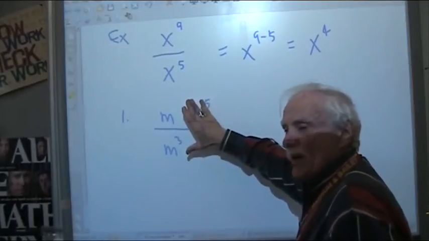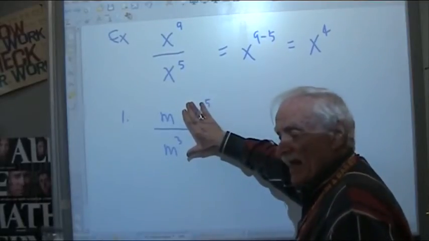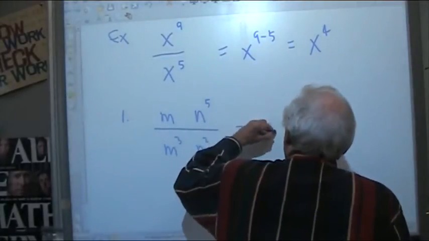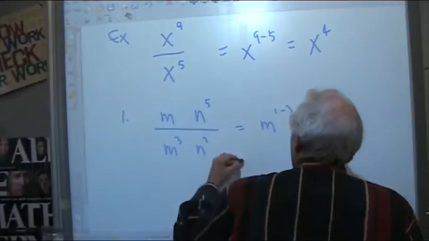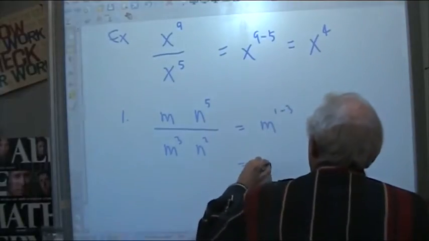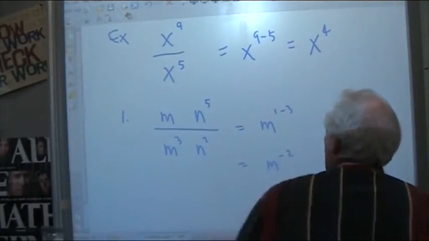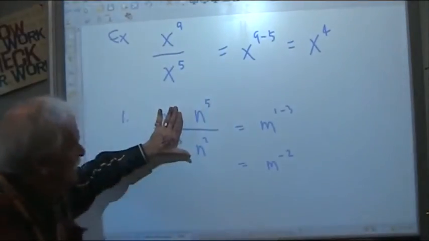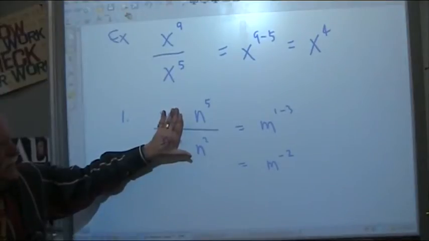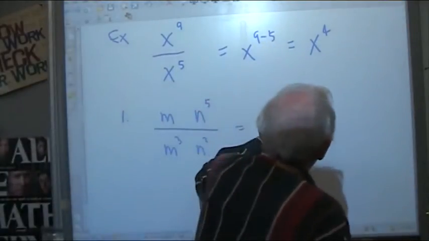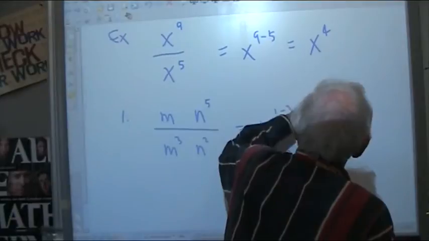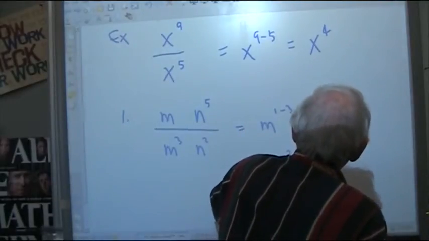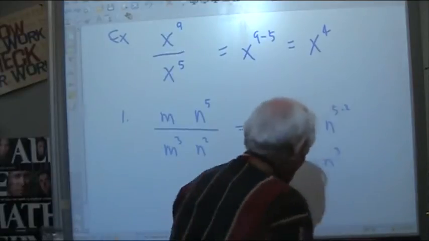So what are we then going to have? It's going to be equal to m to the 1 minus 3, which is equal to m to the minus 2. Now let's take a look at the n's. What do we have there? N to the 3rd, and that gets multiplied. N to the 5 minus 2, which is times n to the 3.